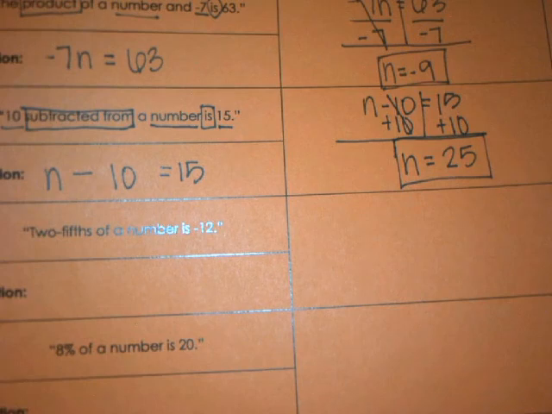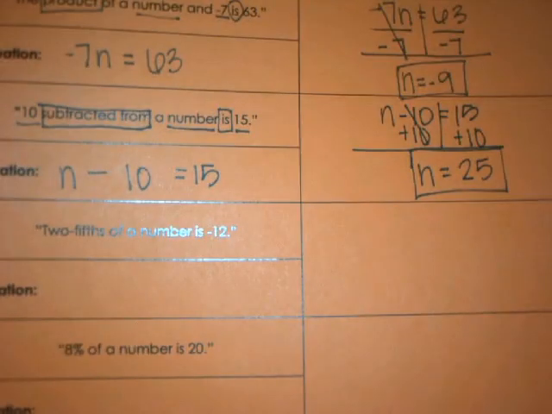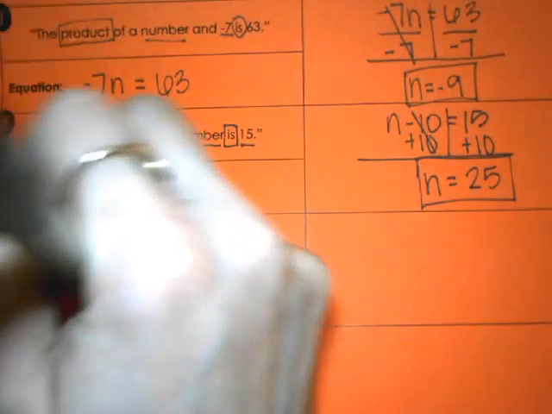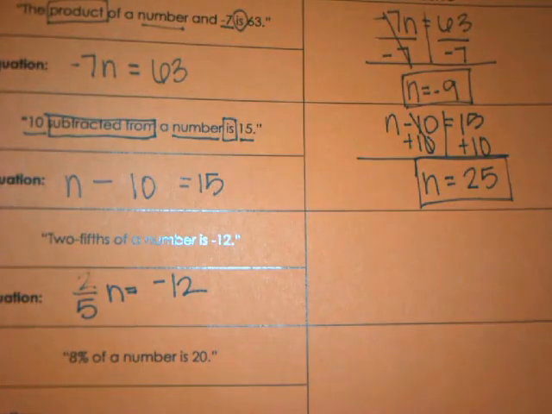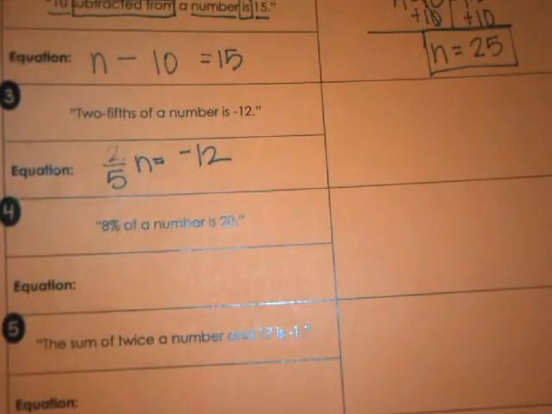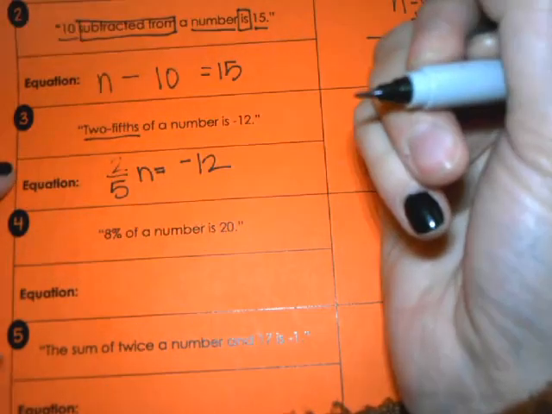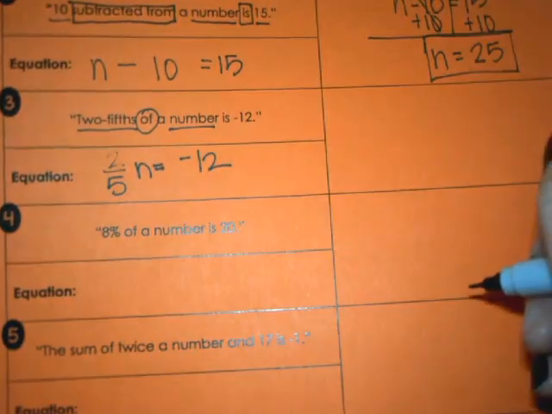This is number 3. What'd you guys write? Excellent. 2/5 times the number, whatever variable you chose, equals negative 12. Reason being, I have 2/5. What's my keyword that tells me multiplication, everyone? Of means multiply, so I'm going to take 2/5 times a variable, and then it is equal to negative 12. Everyone solve that for me now. You can solve it with your partner.